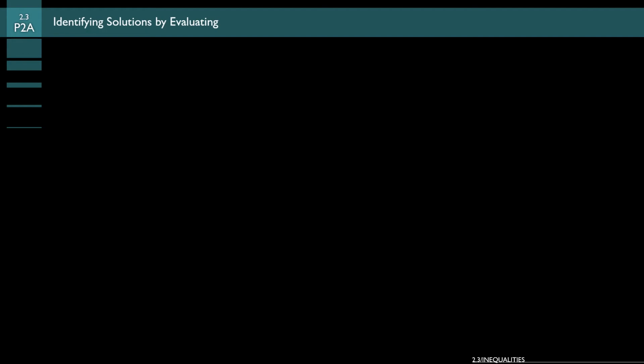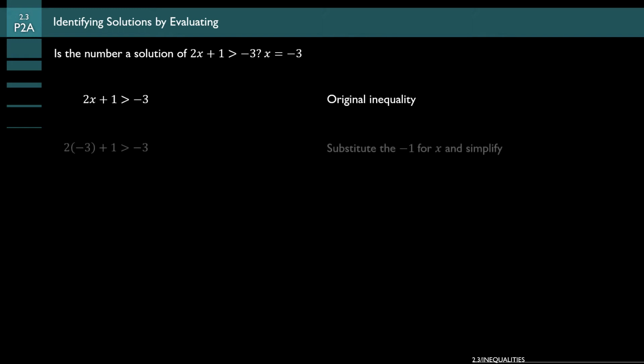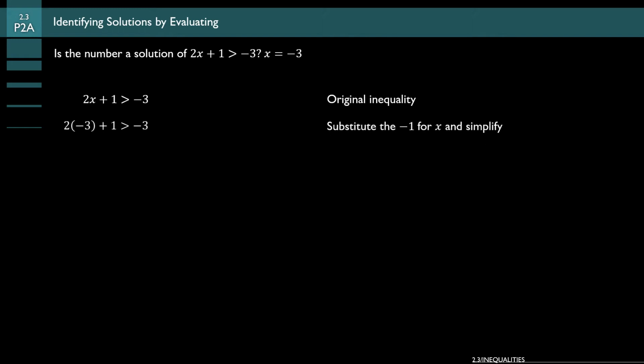For problem number 2, we're going to determine if a given solution is actually a solution to the inequality. So the question is, is the number a solution of 2x plus 1 is greater than -3? This is when x is equal to -3. So we write our original inequality, which is 2x plus 1 is greater than -3. We're then going to substitute the -3 in for the x. So 2 times -3 plus 1 is greater than -3.